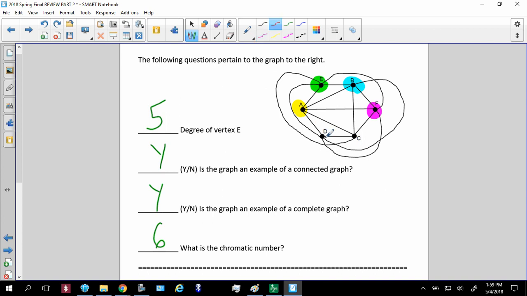So if this was the red vertex, nothing can be red. And if this was, we already did purple. C, the blue vertex, again, nothing else can be blue. So the chromatic number is 6.